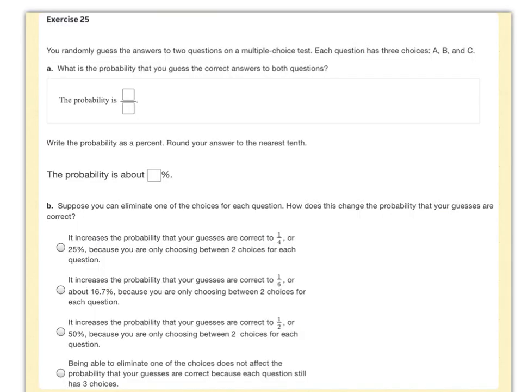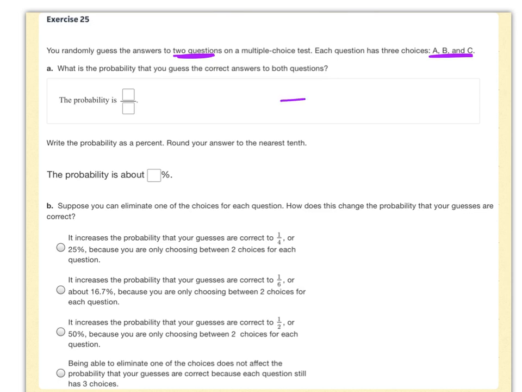All right, it's homework question time, and I've got a couple to go over with you guys from tonight's homework. Number 25 is the first one up. It says you randomly guess the answers to 2 questions, I'm going to underline that, on a multiple choice test. Each question has 3 choices, A, B, or C. What is the probability that you guess the correct answer to both questions?